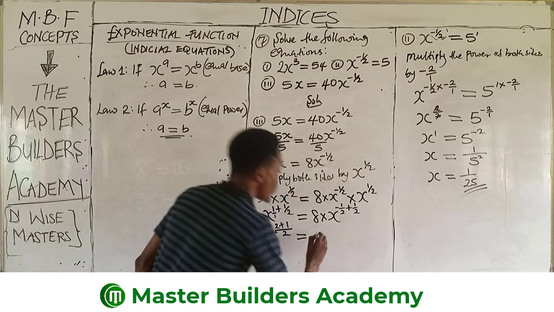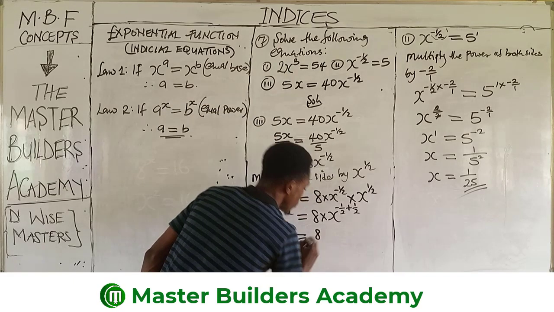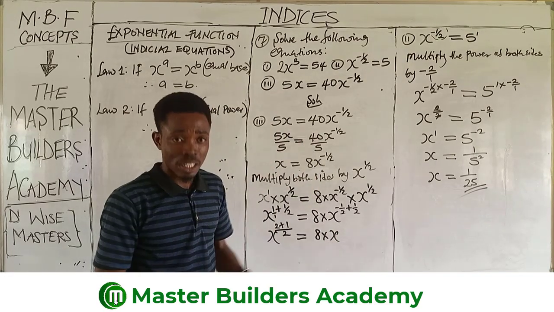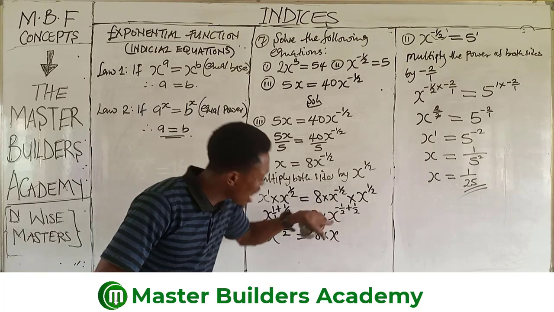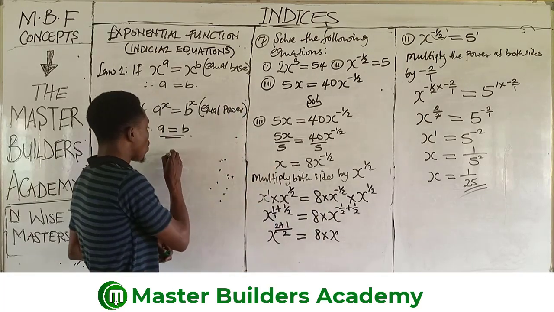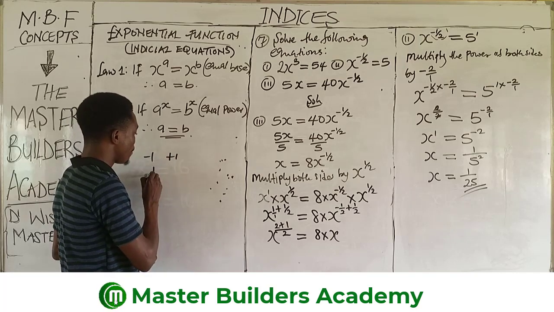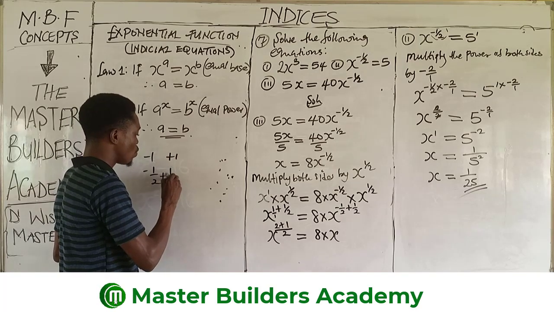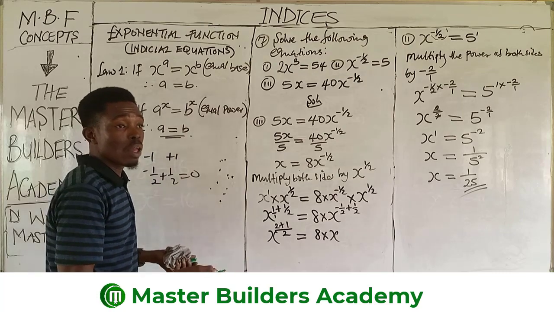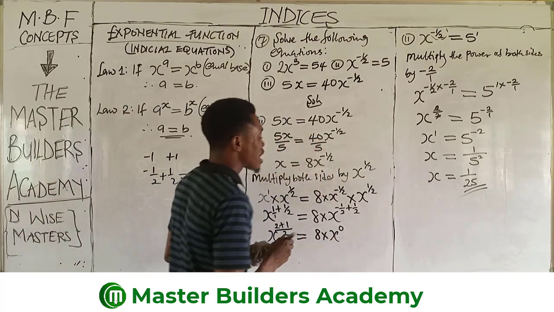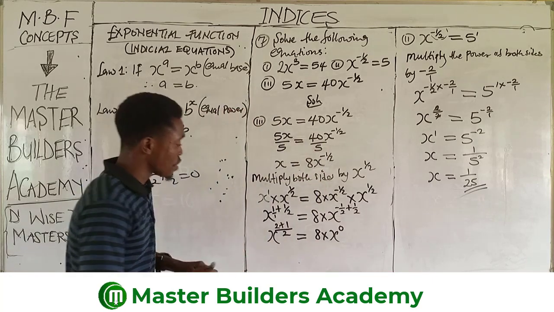This will be equal to 8 multiplied by x raised to the power plus 1 over 2 is 0. Minus 1 over 2 plus 1 over 2 is 0. 1 plus 1 minus 1 plus 1 is 0. So minus 1 over 2 plus 1 over 2 is equal to 0. So all we just need to have now is that this guy is 0. And understand that in mathematics, anything raised to the power of 0 is 1.